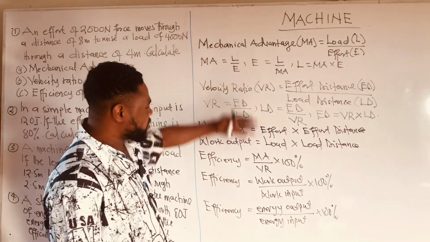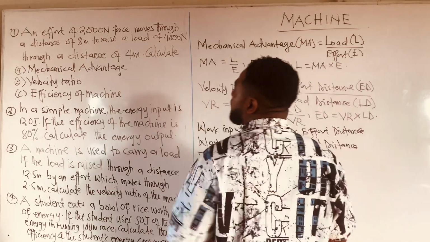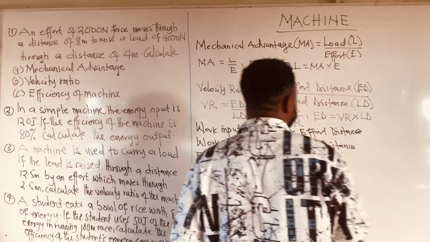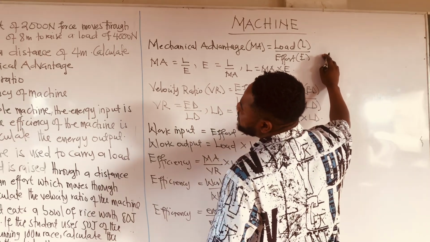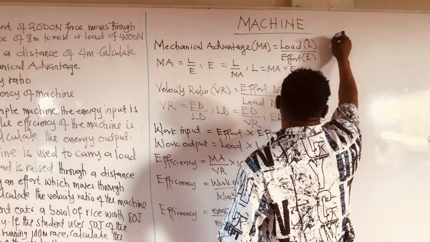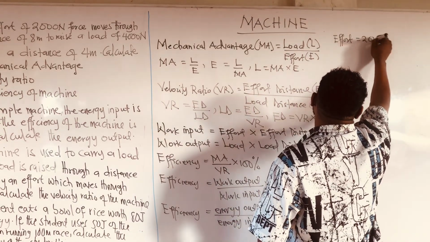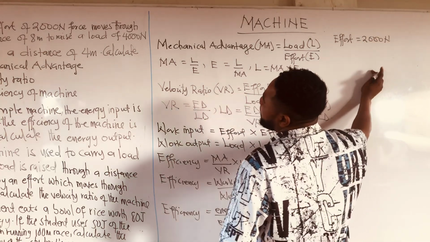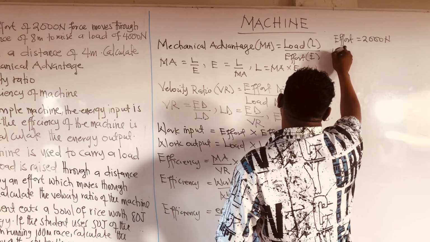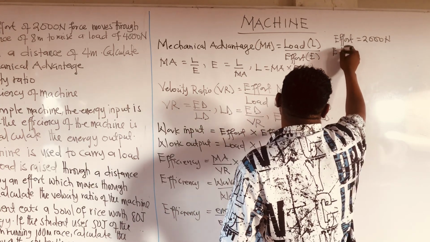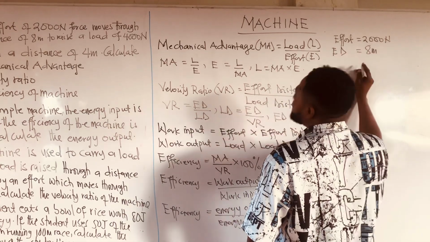So for now, let us focus on these few formulas here and see how we can use them to answer our question number 1. From question number 1, an effort of 2000 Newton is given to us in the question. The effort is 2000 Newton. Then again, it moves through a distance. So we have effort distance, ED, which is given to us as 8 meters.